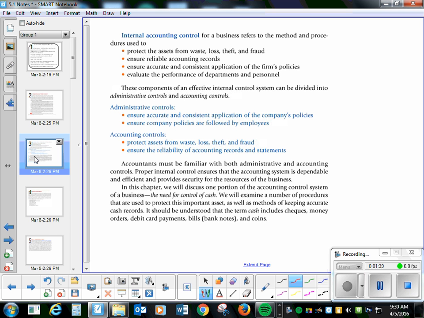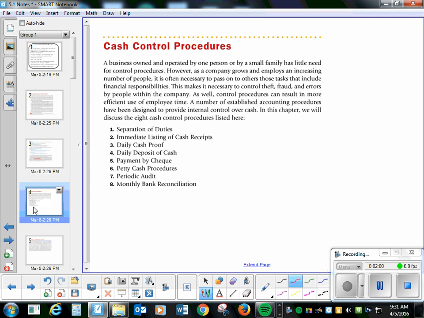Proper internal control ensures that the accounting system is dependable and effective and provides security for the resources of the business. So in this chapter, we will discuss one portion of the accounting control system of a business, the need for cash control. We're going to talk about different procedures that are put in place to ensure that cash is being controlled. Cash control procedures are split into 8 different categories, and we're going to talk about all 8 of these quite quickly for you.